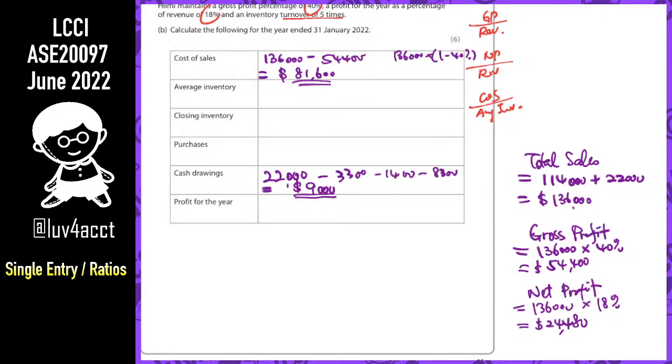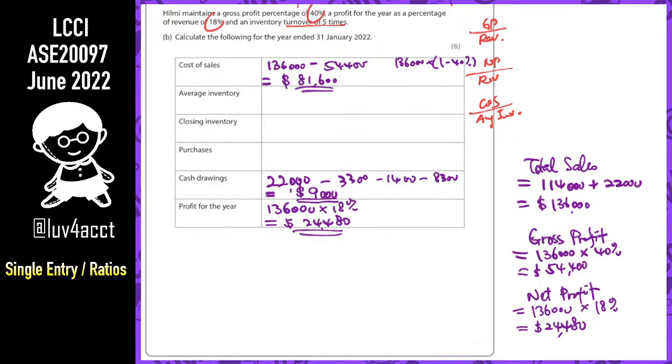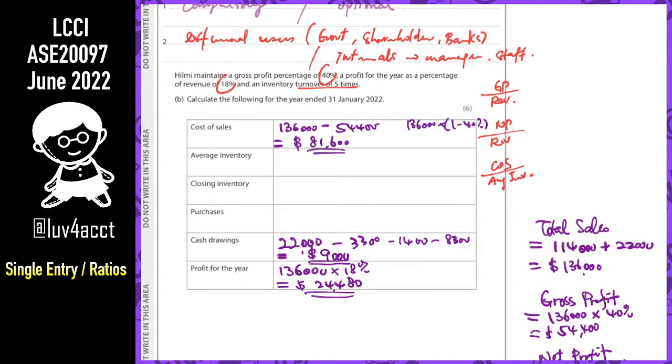Okay. So here, a profit for the year we also have it: 136,000 at 18%, so 24,480. Why is it so nice? Okay, if it is like that, without looking at the other items, we also know average inventory because we know cost of sales already.